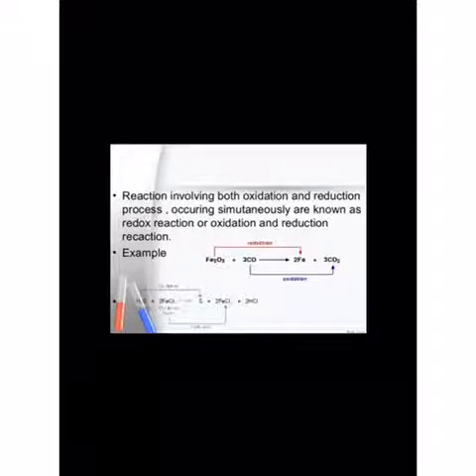For example, ferric oxide reacts with carbon monoxide to form iron and carbon dioxide. Here in this reaction you can see that carbon monoxide is getting oxidized. Oxygen is added to carbon monoxide to form carbon dioxide, and from ferric oxide the oxygen is getting removed and it is reduced to iron. It means here the oxidation and reduction are both taking place simultaneously.